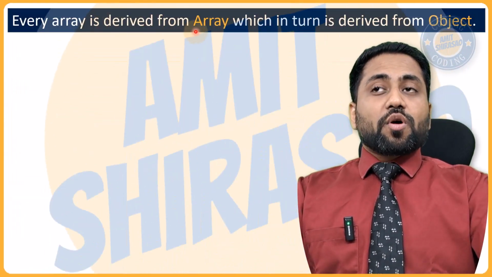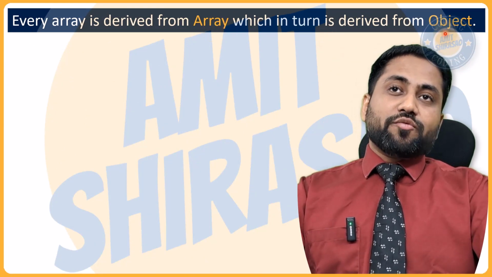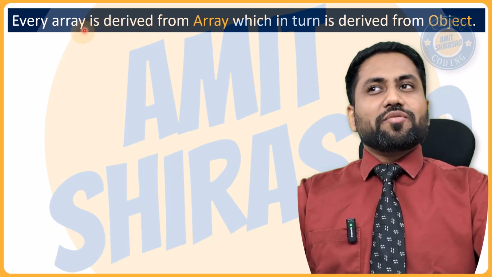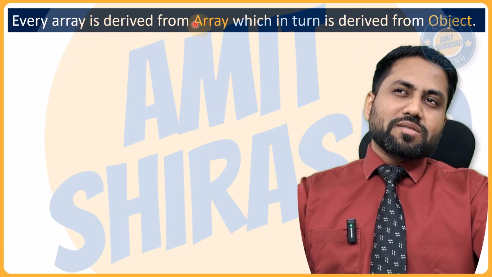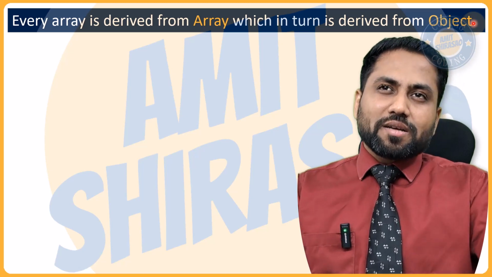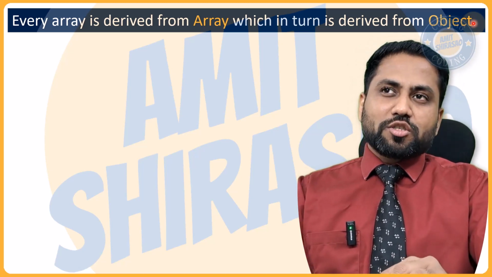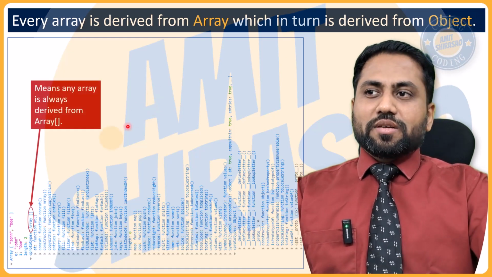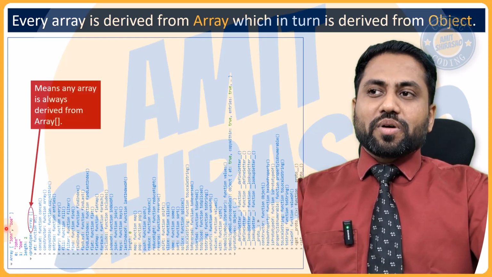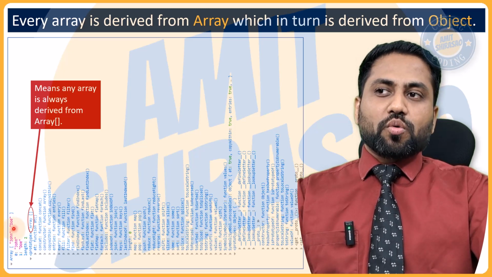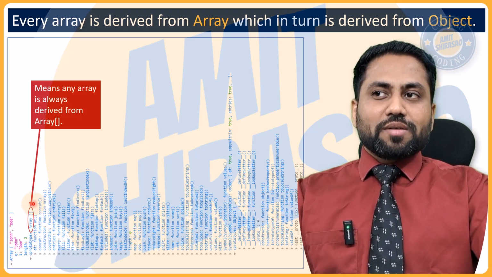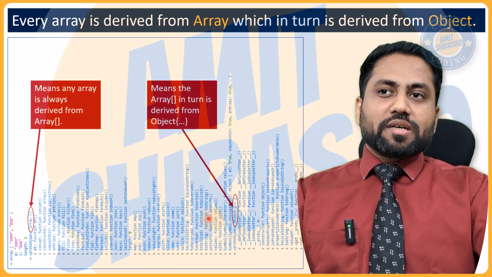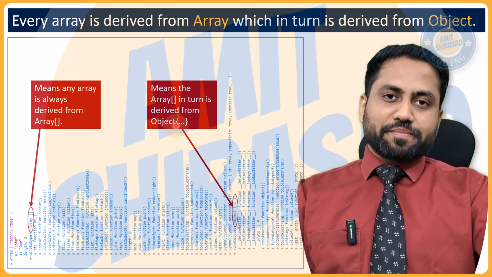Every array is derived from array, which in turn is derived from object. Actually, here the word derived from is not right. Every array is basically of data type object. That is what it should be, but I have given it in this way. See, if you console out an array, let us say having two strings, John and Joe, then it is of type array, and array in turn is of type object.